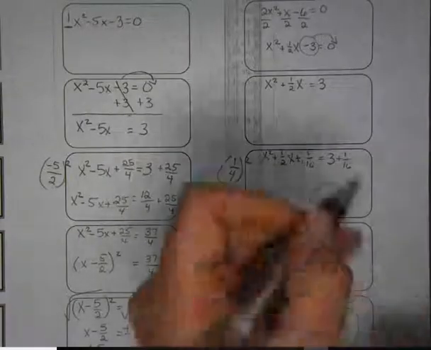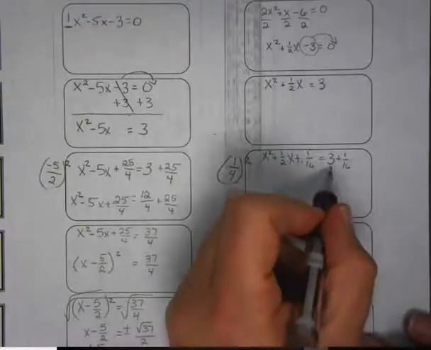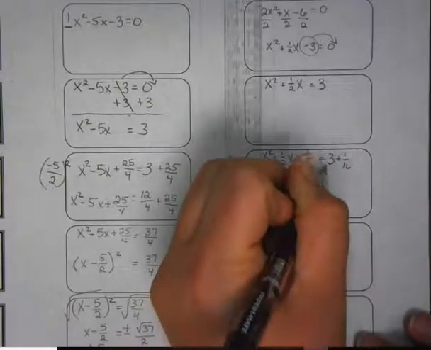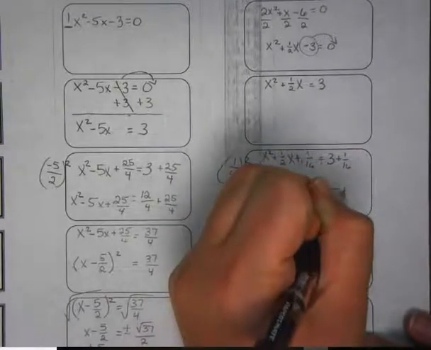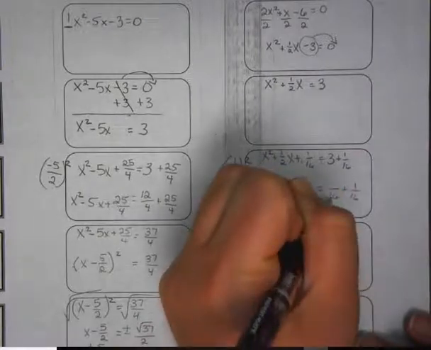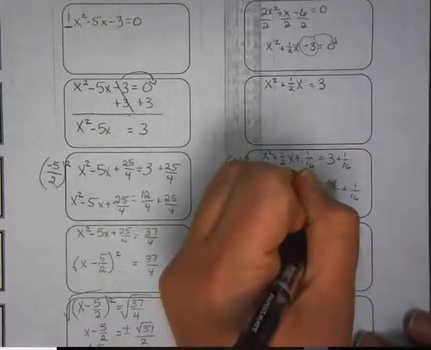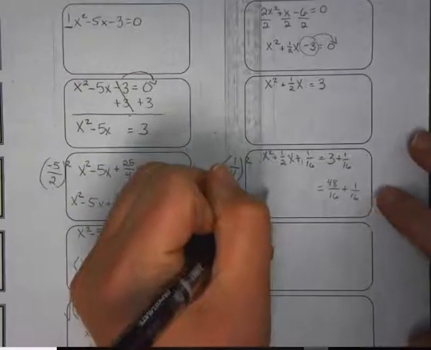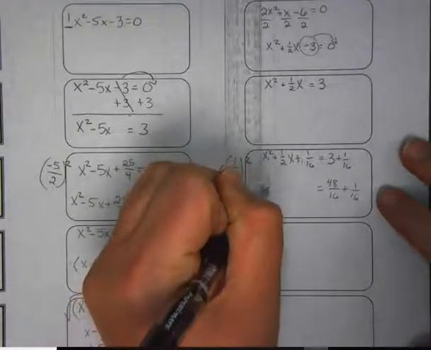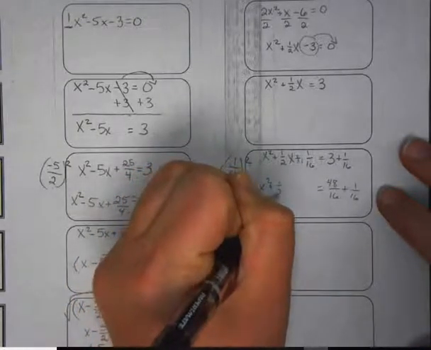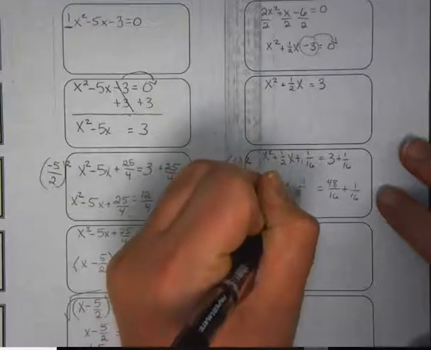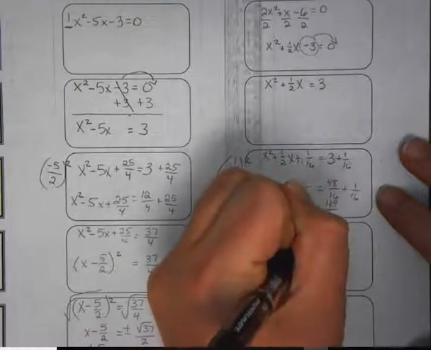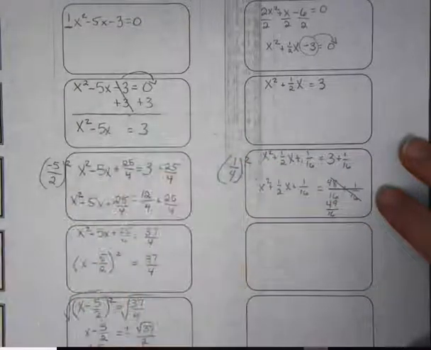So again, we can't add 3 and 1/16 as is. We need to turn 3 into a whole number over 16. So we're going to have 16. 3 times 16 is 48. Okay, so we're going to keep the left side of the equation the same. We're not going to do anything different. And this is going to become 49/16.